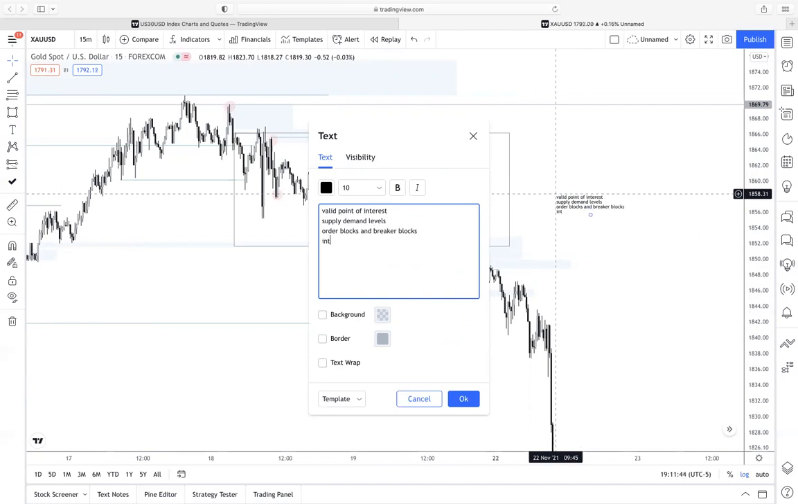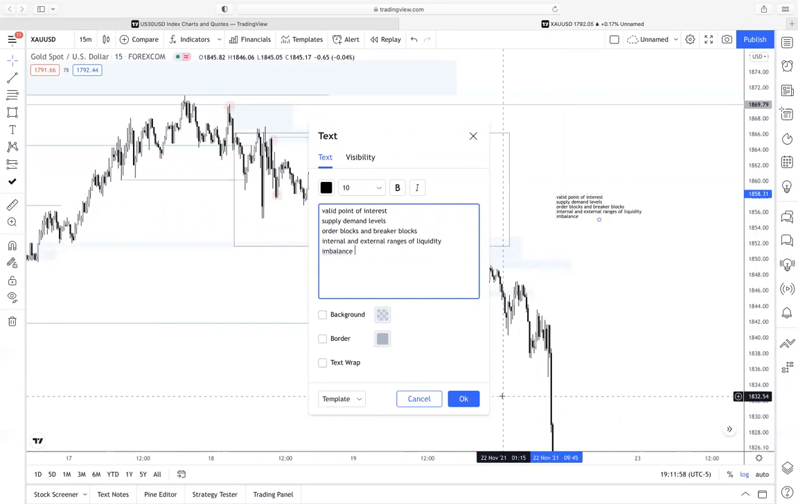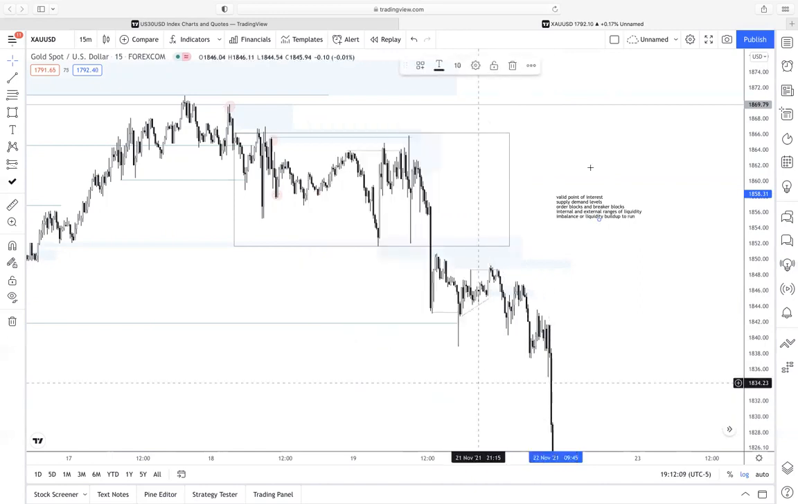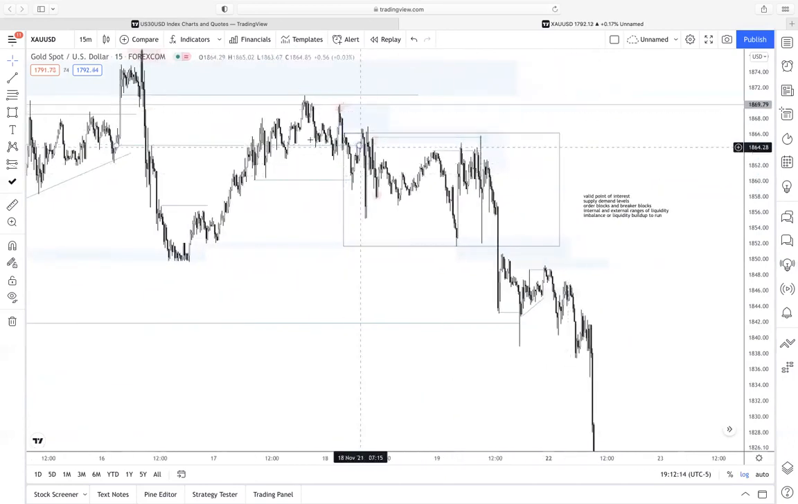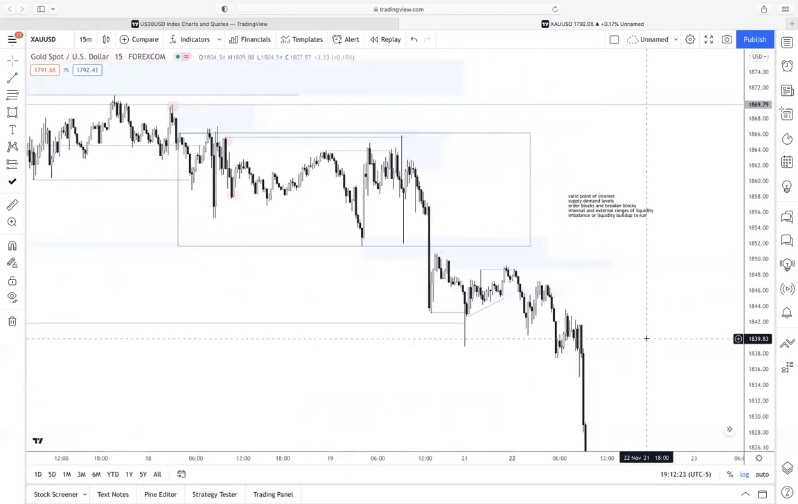We need to identify our internal and external ranges of liquidity. And then, is there imbalance that needs to be filled, or are there points of imbalance or points of liquidity build-up to run, right? So this will be our checklist, and this is how we tie everything into our previous videos of liquidity and structure shift, initiation, price delivery, aggression, momentum, slow down, momentum shift. Everything we're starting to tie together.